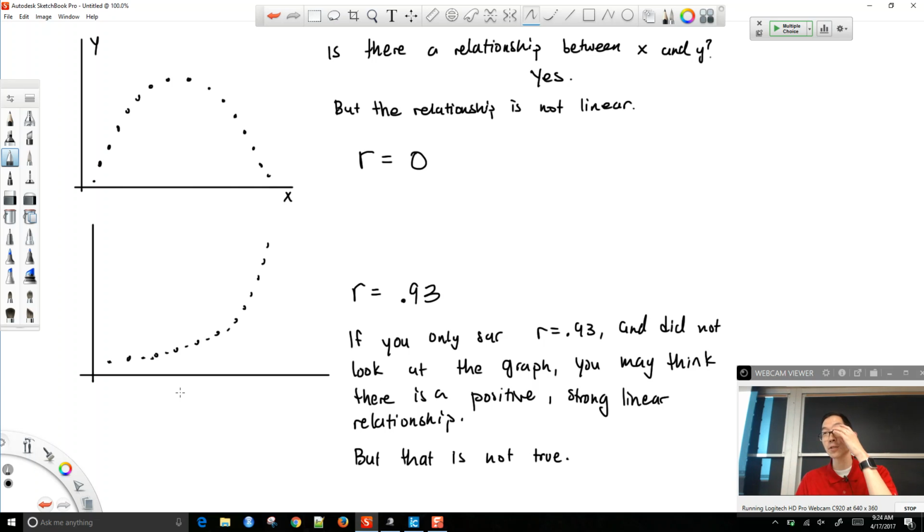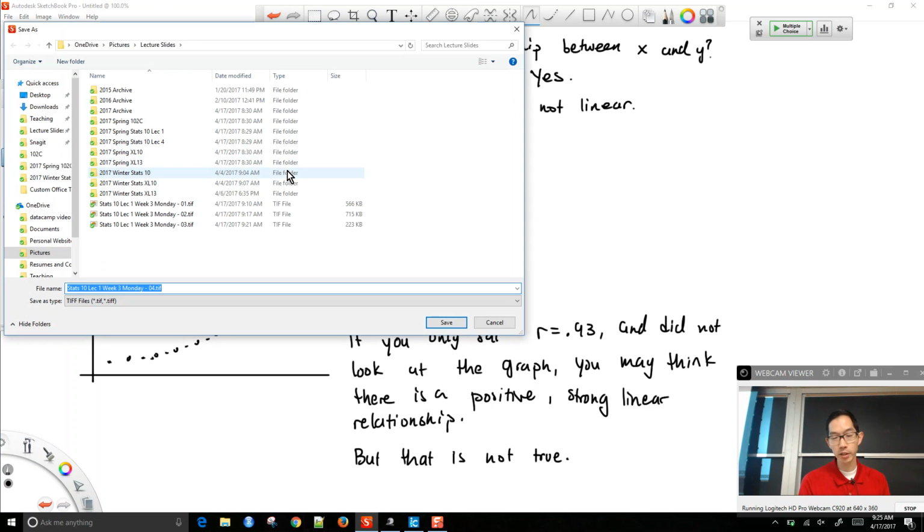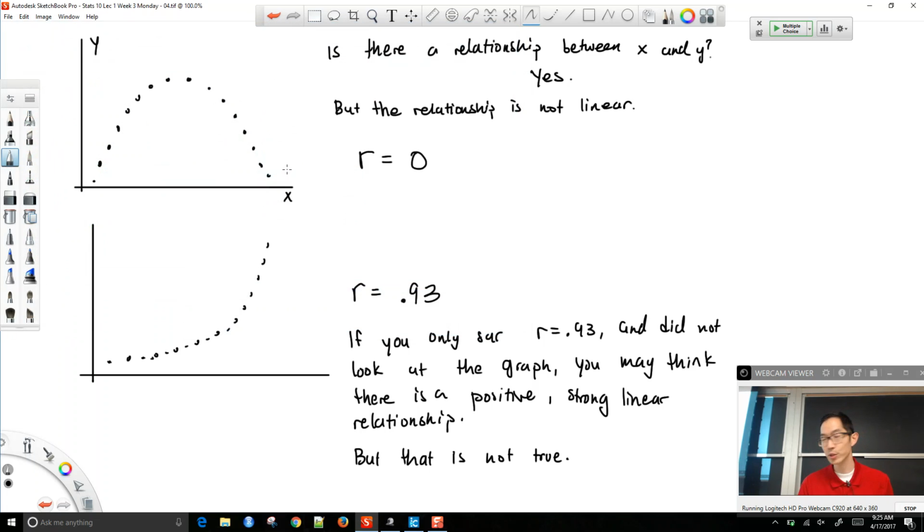So all of this is to say, it's very important that we look at the graph first. We have to create a graph to make sure it looks linear so that our interpretations of R make sense. Otherwise, sure, you can calculate R, you're just throwing numbers into a formula, but the interpretation won't make sense.